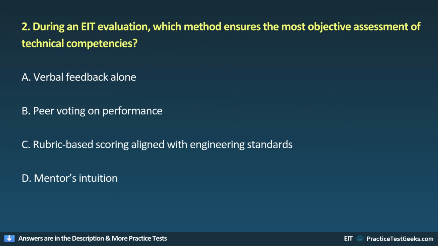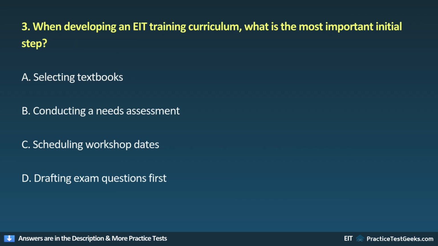2. During an EIT evaluation, which method ensures the most objective assessment of technical competencies? A. Verbal feedback alone. B. Peer voting on performance. C. Rubric-based scoring aligned with engineering standards. D. Mentor's intuition.